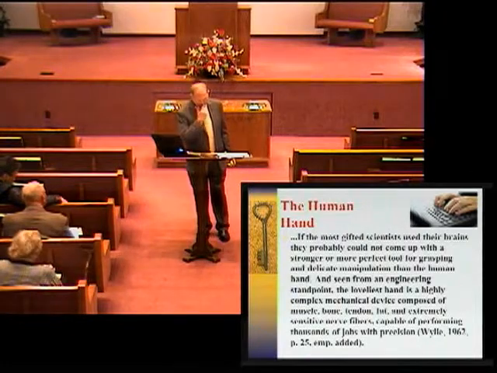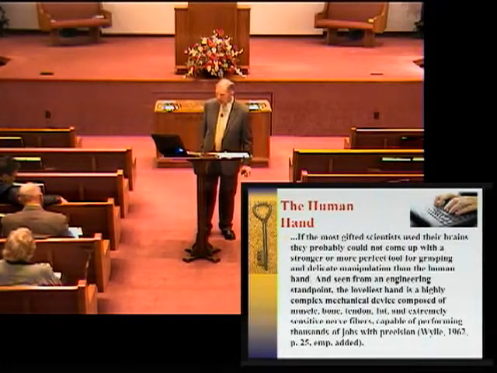But let's talk about the human hand for just a moment. The human hand is an amazing instrument, and we don't really appreciate the human hand until we no longer have the human hand. Or if we miss one finger, we don't really appreciate it until we miss that finger. If the most gifted scientists used their brains, they probably could not come up with a stronger or more perfect tool for grasping and delicate manipulation than the human hand. And seen from an engineering standpoint, the loveliest hand is a highly complex mechanical device composed of muscle, bone, tendon, fat, and extremely sensitive nerve fibers capable of performing thousands of jobs with precision. This was published by Wiley in 1962.